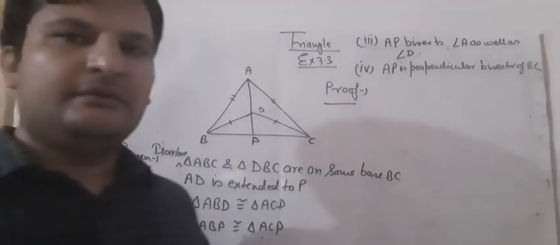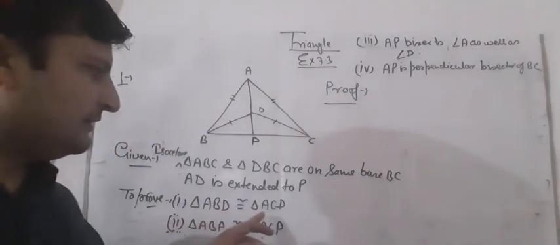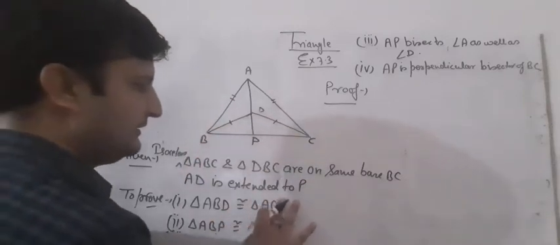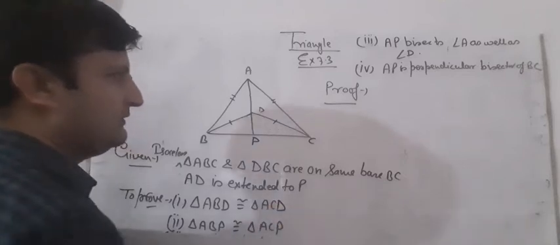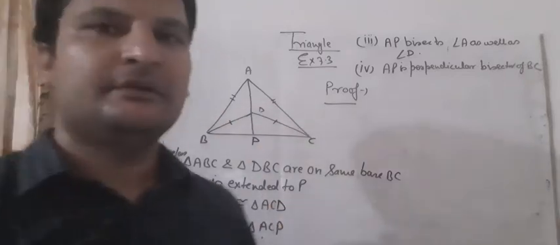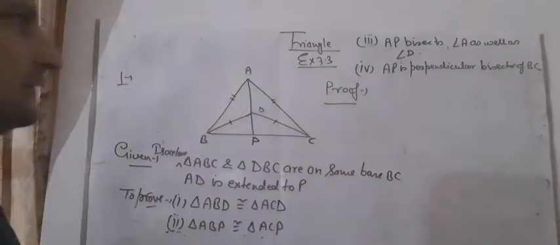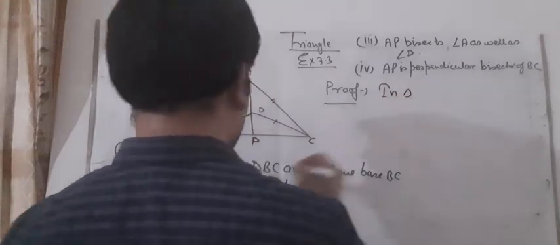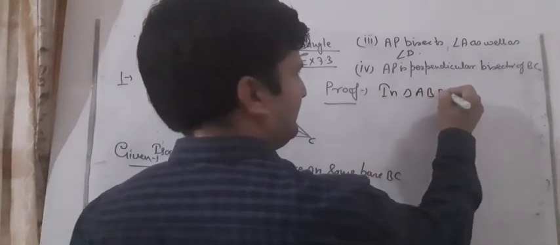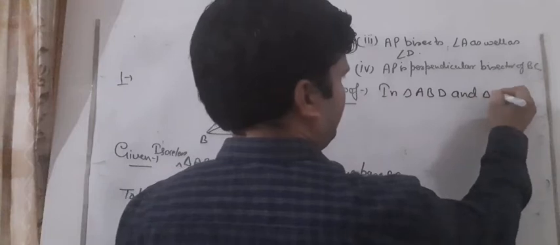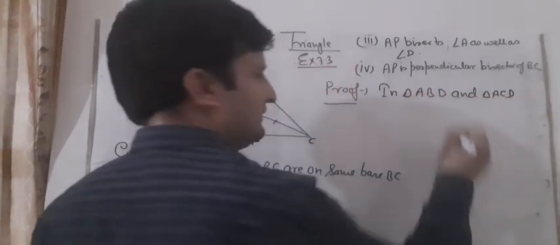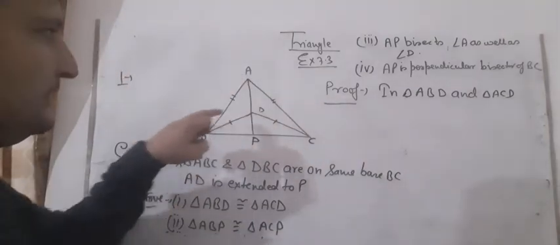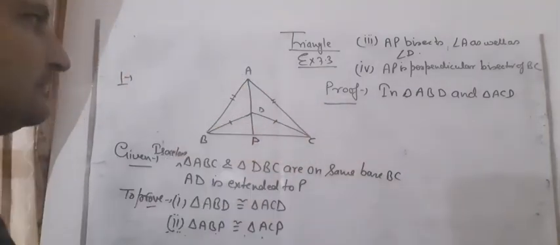First thing is, students, that we have to prove that triangle ABD is congruent to triangle ACD. How can we prove it? We can prove it by taking these two triangles. Let us take two triangles. We will write in triangle ABD and triangle ACD. What are the common things?